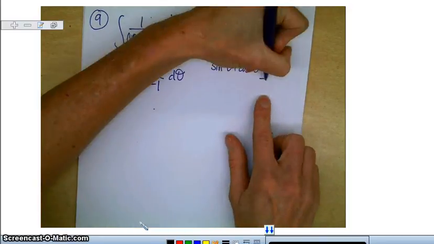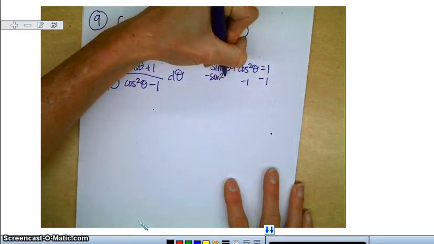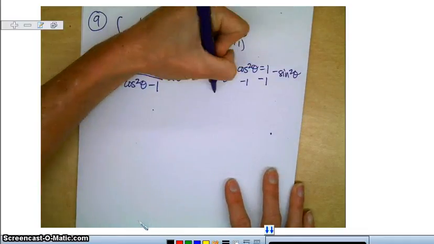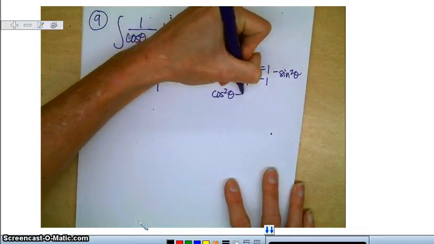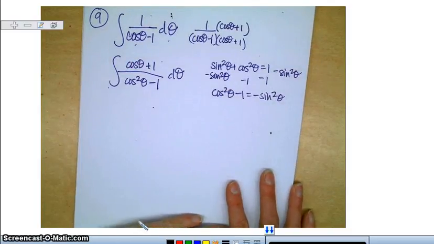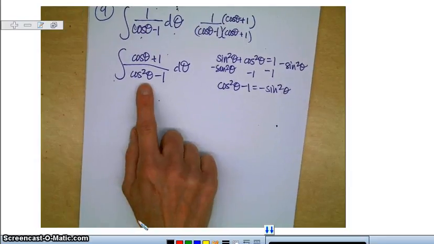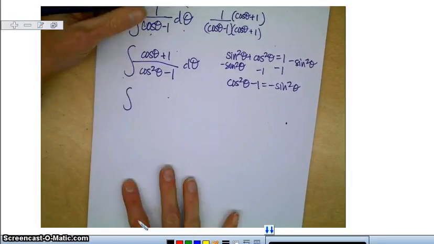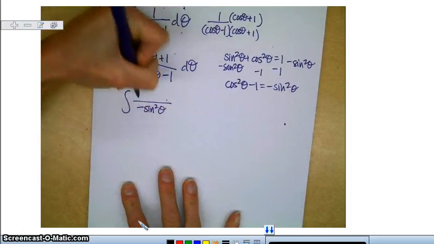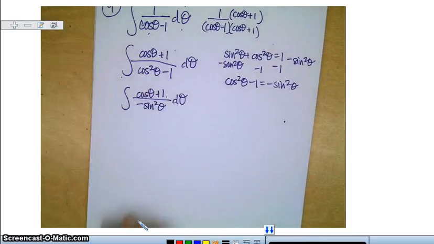So, could I subtract 1 from both sides? And then subtract sine squared from both sides? So then over here I have cosine squared theta minus 1 equals negative sine squared theta. So as long as I rearrange it properly, what could I replace cosine squared theta minus 1 with? Okay, negative sine squared theta. And I still have a horrible looking thing. Any ideas of what I could do now?